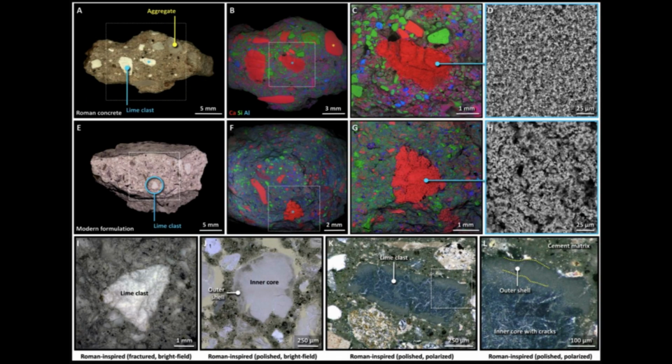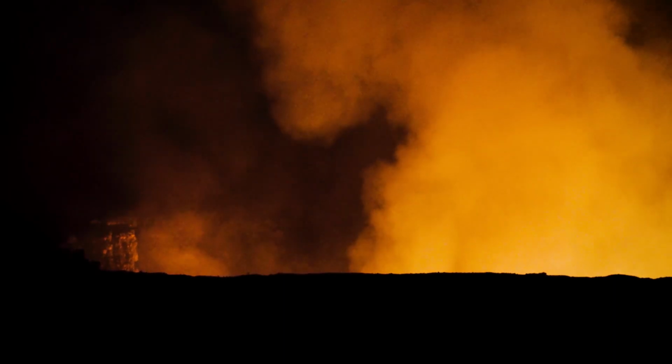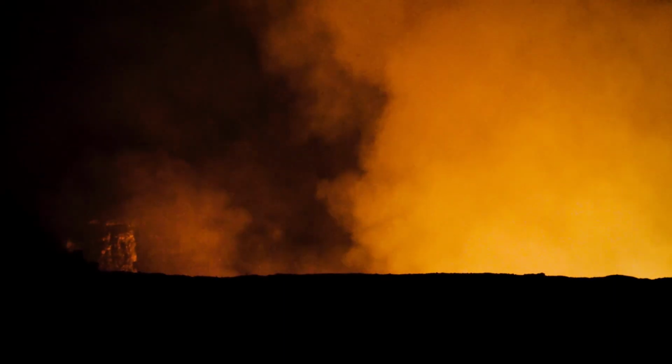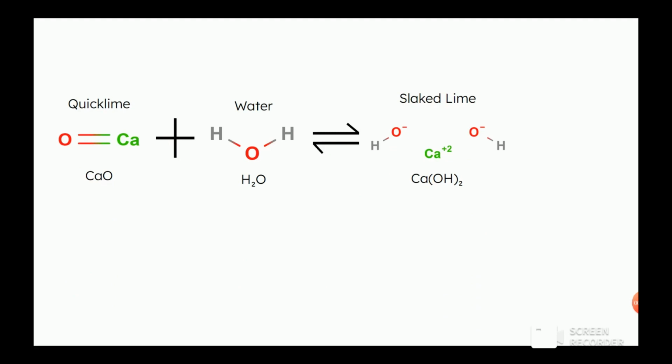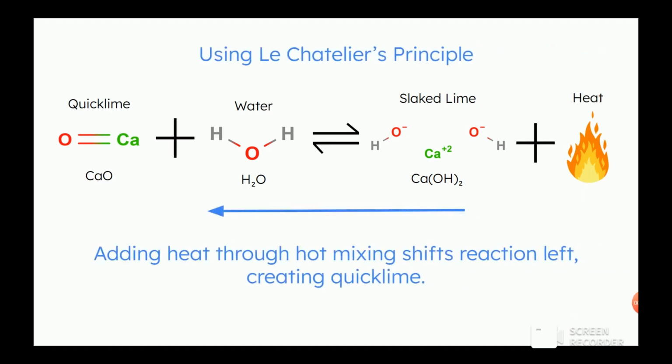Masick's findings indicated that Romans used a process called hot mixing to incorporate quicklime into their concrete. Because quicklime spontaneously reacts with any moisture to form slaked lime and releases a lot of heat in the reaction, the Romans used a process called hot mixing to shift this reaction back towards quicklime. Heating the solution of slaked lime, water, and pozzolana results in pockets of quicklime called lime clasts to form inside of the hardened concrete.